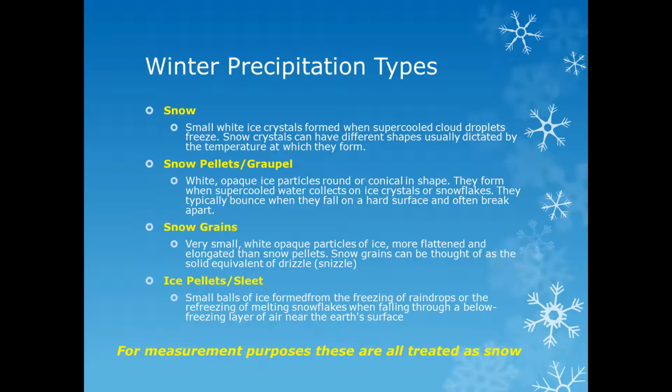So if you have an inch of sleet, you measure and report it the same as you would snow. We don't have a separate category for sleet or any of these. They're all reported in the snow category. You can tell us what you had in your comments. If it's just sleet, you can say, I had an inch of sleet or a half inch, whatever it is, in the comments to identify what kind of precipitation you had. But all four of these are treated as snow.